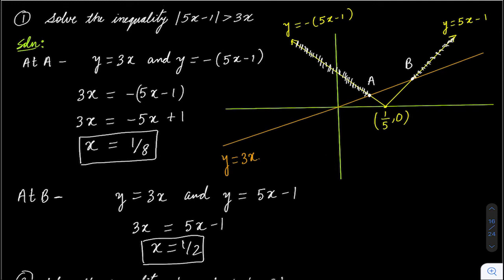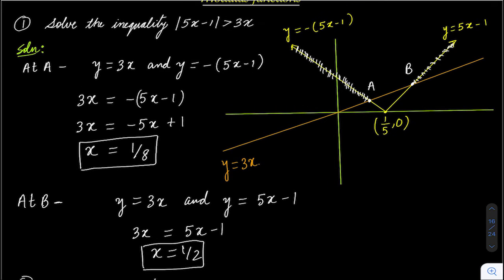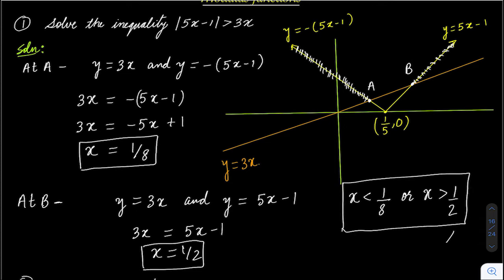So this point is 1 over 2. Now, what's our answer? Our answer is x can be less than this x coordinate of A. So my answer is mod of 5x minus 1 is greater than 3x if my x is less than 1 over 8 or x is greater than half. So that's my answer. I hope everyone is clear about this.